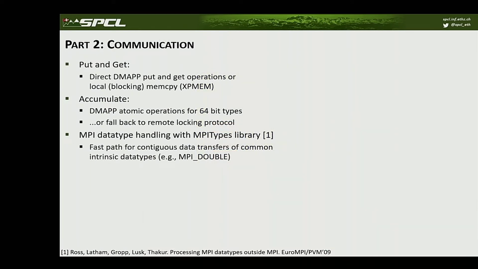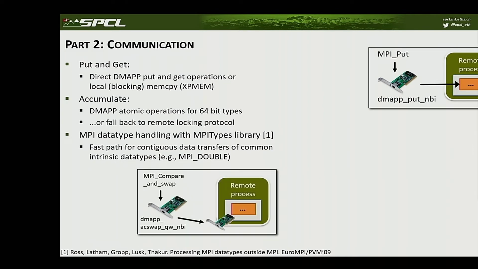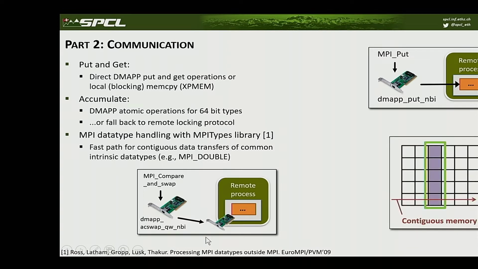The communication is quite simple in this implementation. It really uses this DMAPP interface that I mentioned, and it also uses some of the atomics that are implemented in this DMAPP interface. So for example, there's a non-blocking compare-and-swap implementation here, a non-blocking atomic, and it also uses non-contiguous memory access through the MPI types library.